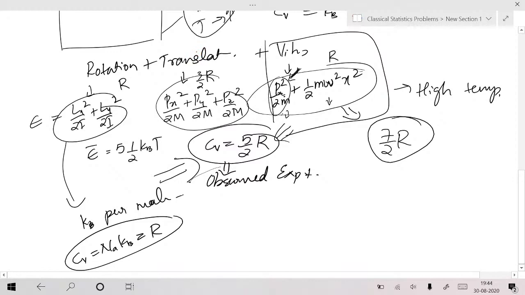That's how our monoatomic ideal gas will have 3 by 2 R specific heat. Am I right? Because it has only translation motion, it doesn't have any internal rotation. Only in the case of a diatomic molecule will internal rotation and vibration appear. Is that okay?